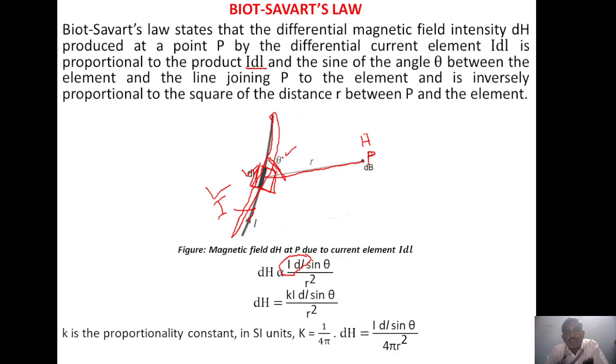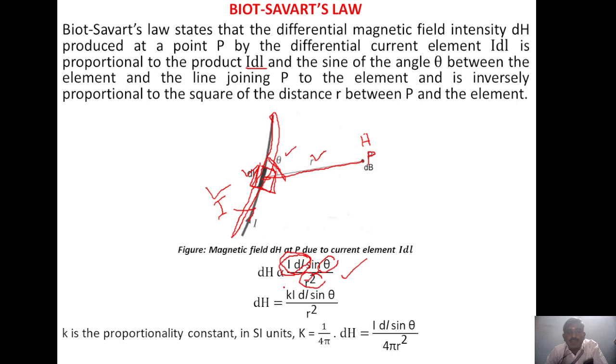So the sine of this angle, divided by, since it is inversely proportional to the distance from the element to the point, r squared. So dH is directly proportional to I dl sine theta by r squared. Here I is the current, dl is the small elementary length, theta is the angle that point P makes with this small element, and r is the radial distance from the element. So this is the Biot Savart law.